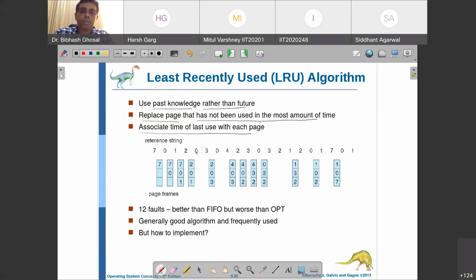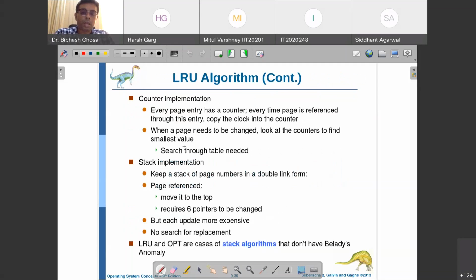So I'm going to stop it here. There's one more concept that I would have liked to discuss. It's called thrashing, but not today. So with this, we cover the memory management unit of this course.